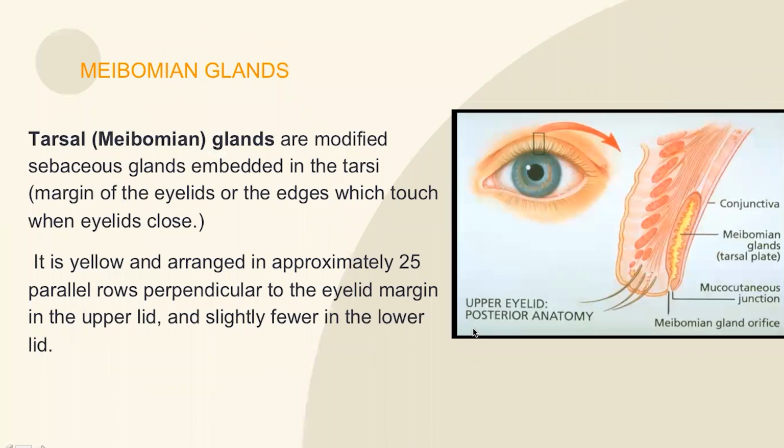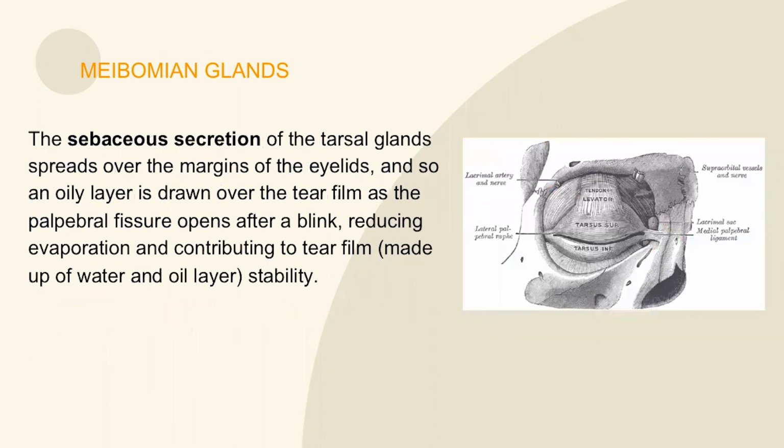Meibomian glands, or tarsal glands, are modified sebaceous glands embedded in the tarsi, margin of the eyelids or the edges which touch when the eyelids close. They are yellow and arranged in approximately 25 parallel rows perpendicular to the eyelid margin in the upper lid and slightly fewer in the lower lid. The sebaceous secretion of the tarsal gland spreads over the margins of the eyelids, and so an oily layer is drawn over the tear film as the palpebral fissure opens after a blink, reducing evaporation and contributing to tear film stability.